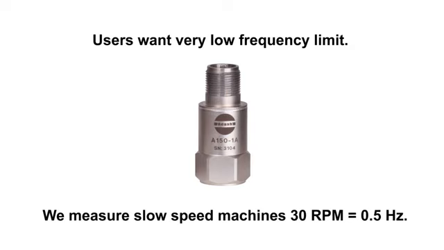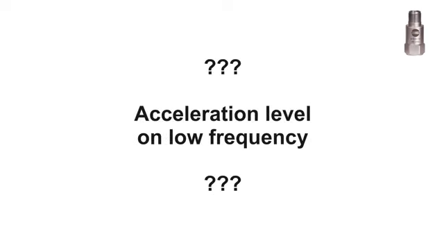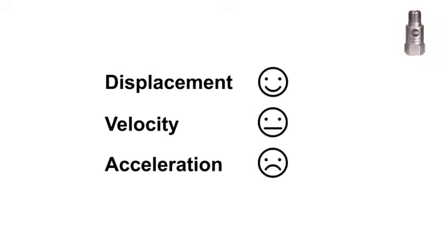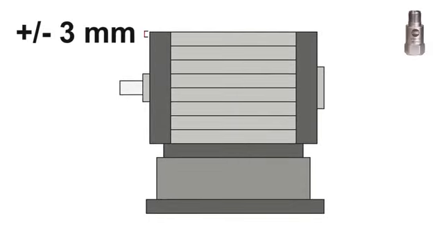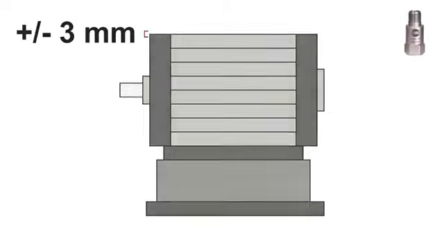Let me tell you an example. If I want to measure the acceleration on low frequency, what acceleration level can I expect? Would it be, for example, 1G? Most of the people are not able to imagine the vibrational acceleration and velocity. Everybody can imagine the displacement. When you say that the machine vibrates plus-minus 3 mm, then everybody understands.